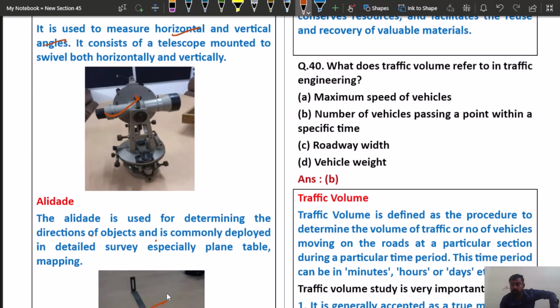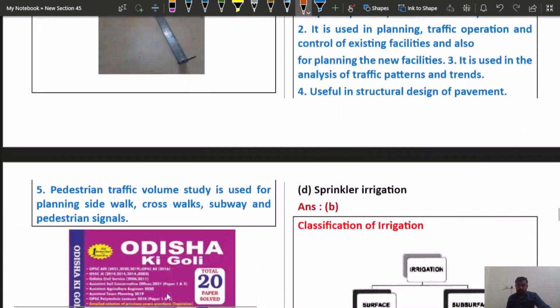What does traffic volume refer to in traffic engineering? What is the meaning of traffic volume in traffic engineering? Traffic volume is the procedure which determines the volume of traffic passing at a particular time, at a particular section. It is referred to in terms of days, minutes, hours. So traffic volume is used in traffic engineering to analyze the number of vehicles passing through a point within a specific time. So option number B is correct.